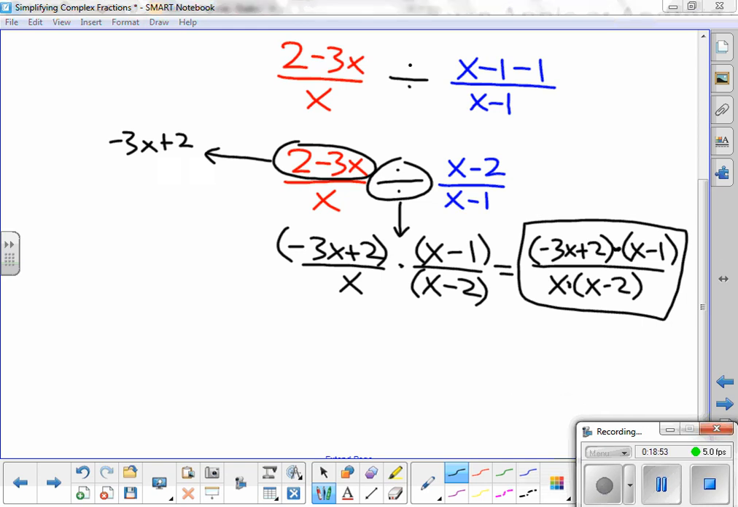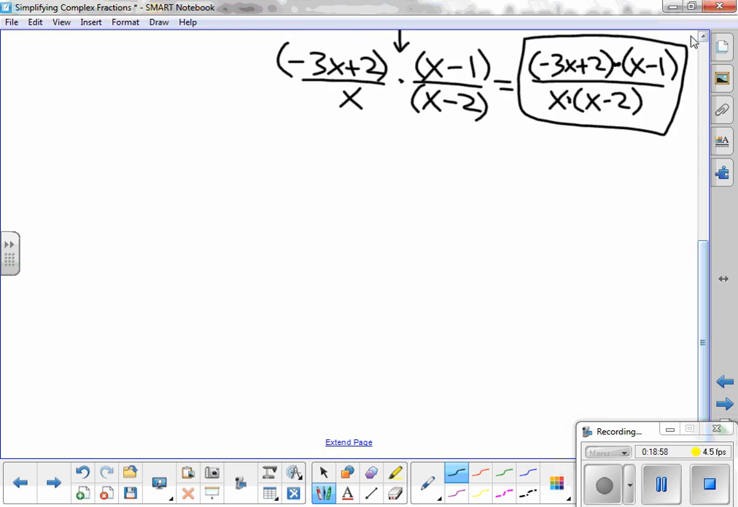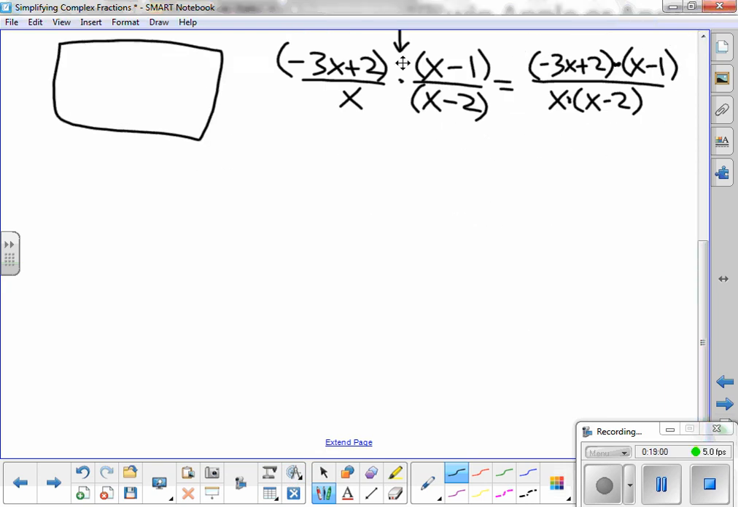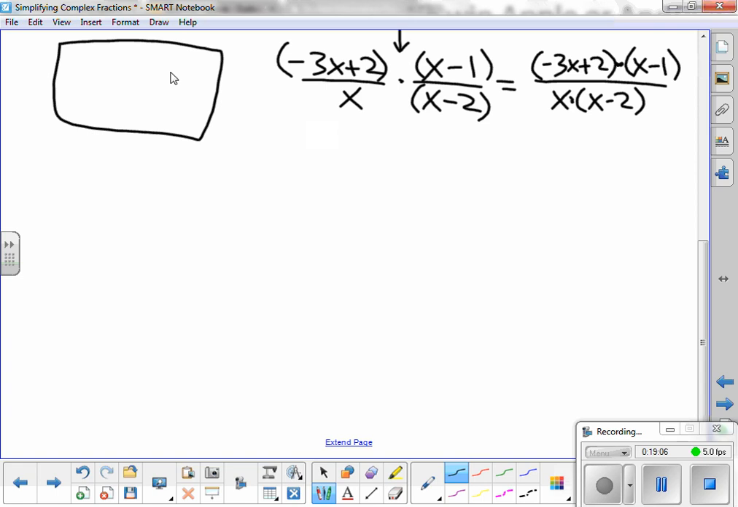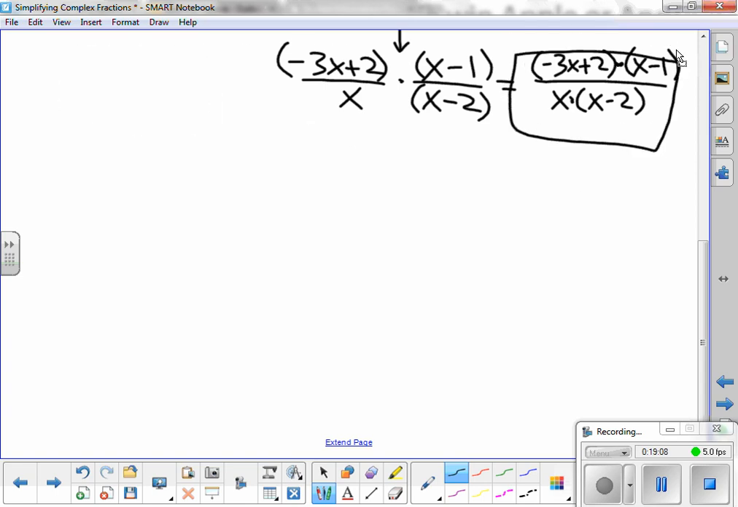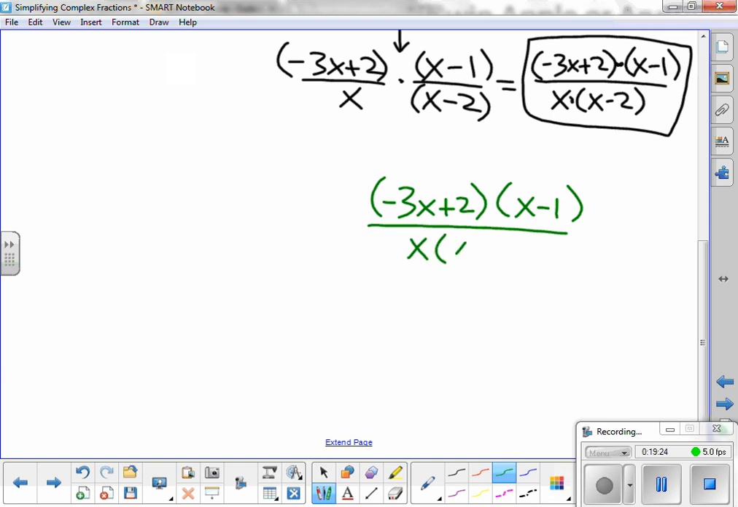I just realized something, too. Let me explain this. Let me take that box off. Okay. So anyways, this could be considered your answer. But there's another way you could think about this. So I'm going to do this down here. Negative 3x plus 2 times x minus 1 over x times x minus 2.